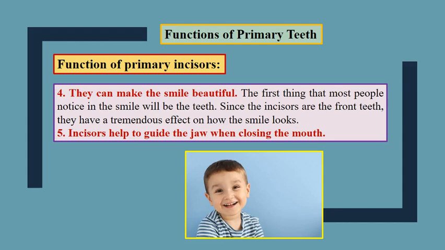النقطة الخامسة we have incisor help to guide the jaw when closing the mouth. هذه الأسنان لها دور كبير لأنها تعمل كدليل للفك عند غلق الفم.